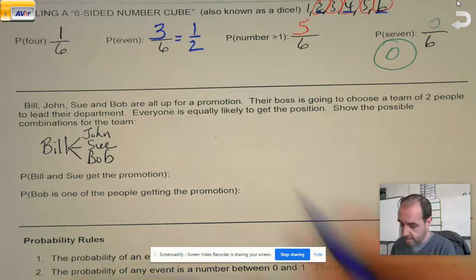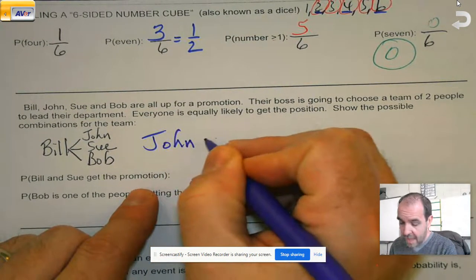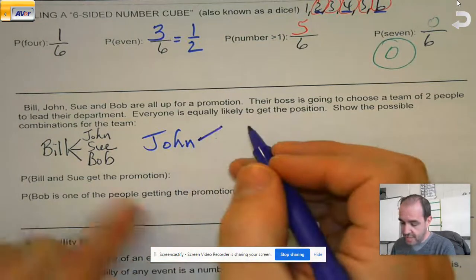We're just going to work in order here. Now, if I start with John, be careful. I can't combine him with Bill. Why not? Because it's not saying one's going to be a president and one's going to be a vice president. It just says it's a team of 2 people. Bill and John and John and Bill, it's the same combo. So here, I want to see if I have unique combinations.